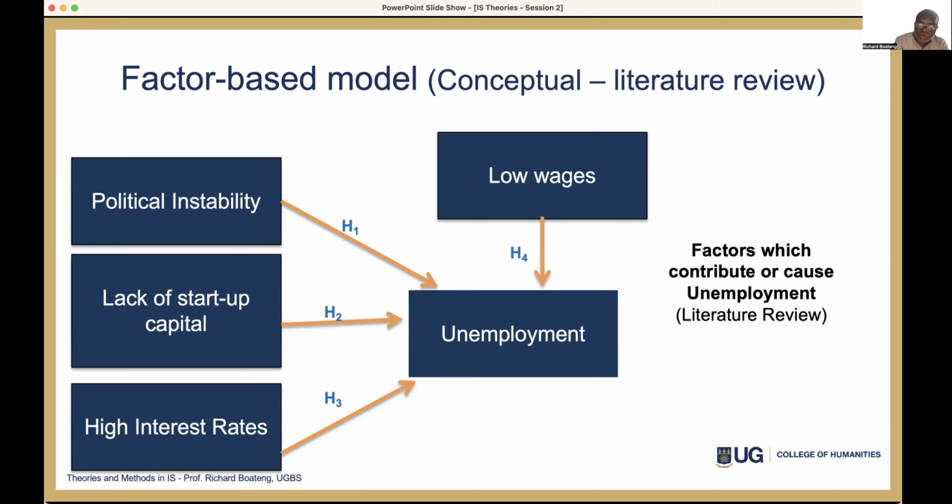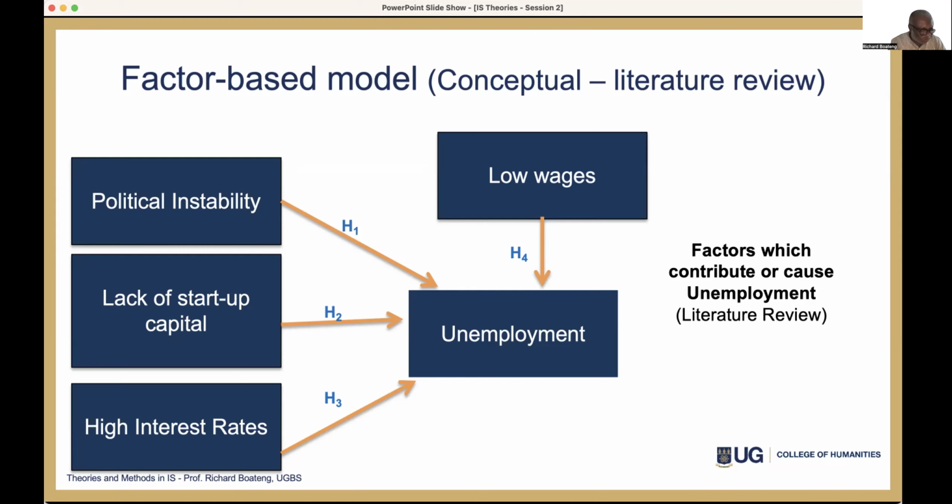So a theory or a framework can be schematically represented like this in a research work, where on the left-hand side you can have a group of factors all pointing towards, or having a relationship with, an outcome variable, which is the dependent variable. So you have low wages coming to unemployment, instability coming to unemployment, lack of starter capital coming to unemployment, and high interest rate coming to unemployment. And this is what we may appreciate as a factor-based model.